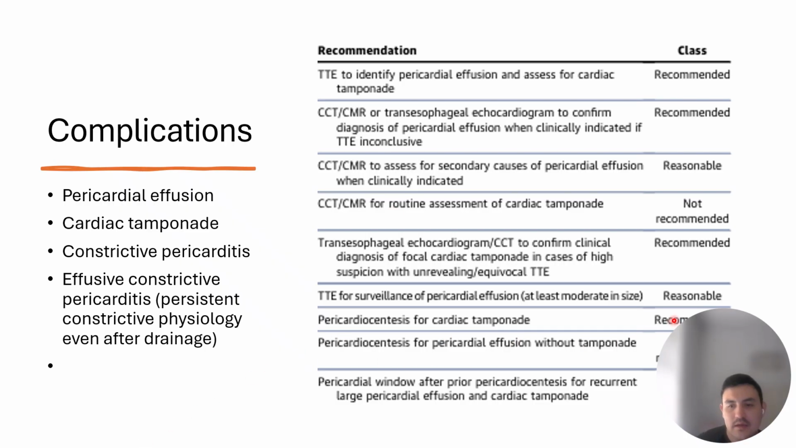Pericardiocentesis for any pericardial effusion, no. Always when you have tamponade. And if you have a huge pericardial effusion, it's better to start first with treatment and then to evaluate. Pericardial window, when you have multiple recurrent large pericardial effusions and cardiac tamponade. For example, if the patient has a cancer, then you may consider a pericardial window.